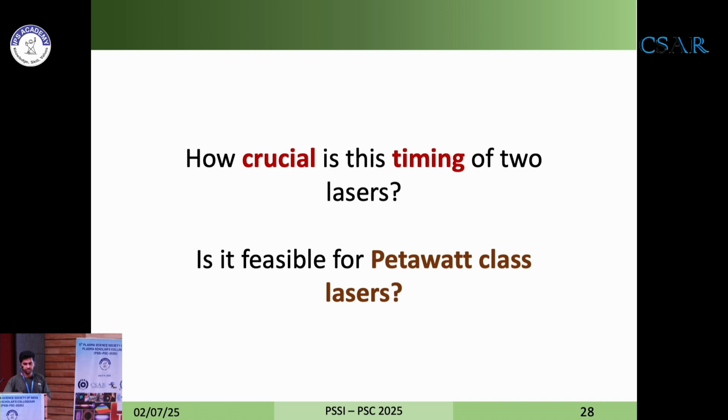Next, I will come to the last section, which is the timing. How crucial is the timing of the two lasers, and is this feasible for petawatt class lasers and future lasers?